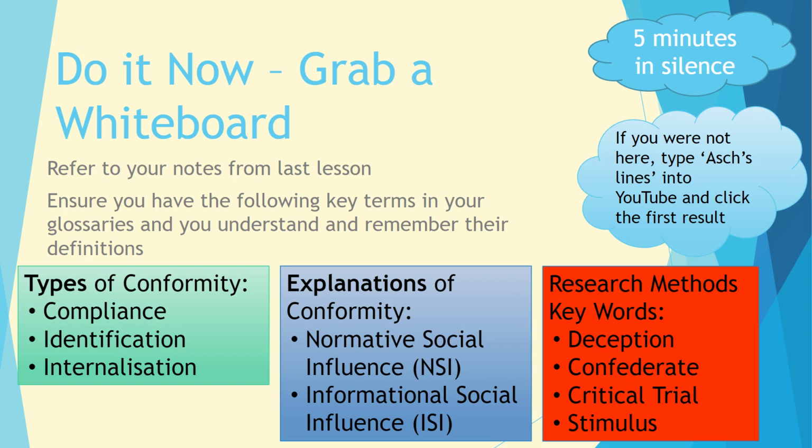As in the specification, you need to know the three different types of conformity, which are compliance, identification, and internalization. You also need to know the two different explanations of conformity, which are normative social influence and informational social influence. We talked about these in the first video in social influence.